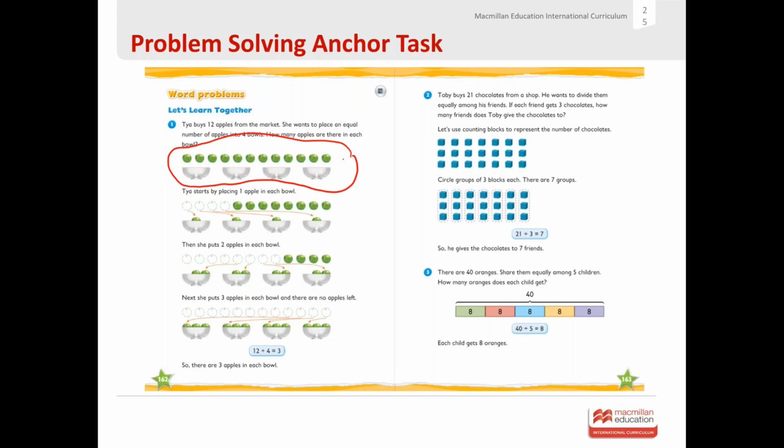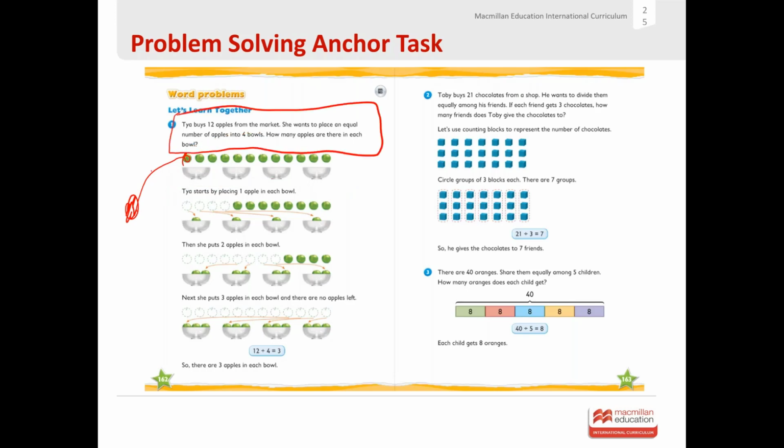We can use counters. We'll probably speak to a class and say, does it have to be green counters? Can you use any color? It doesn't matter which color, right? A red counter just represents one of these apples, okay? So here's a question.